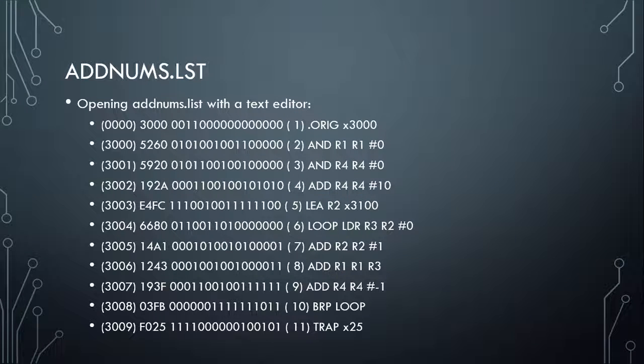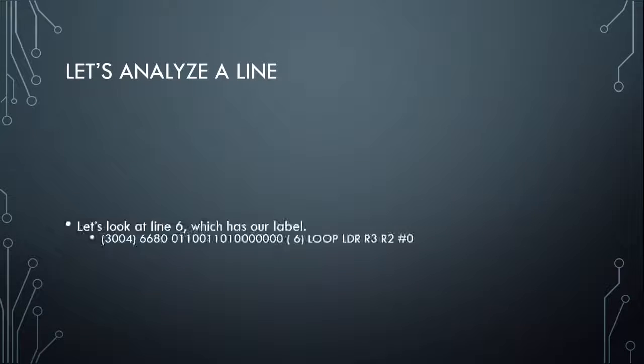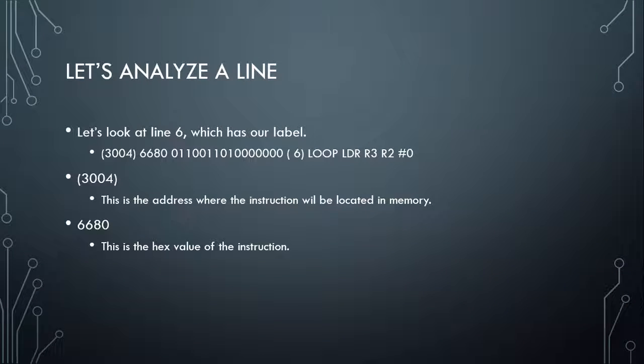If you look at any of those lines of code there, all those lines are referring to where this is coming from in memory. So when we look at the LC3 simulator, it just says line 3000, 3001, 3002. This is where it's storing those lines of instructions. So you can see this one is going from 3000 all the way down to 3009. 6680 is the hex value of the instruction.